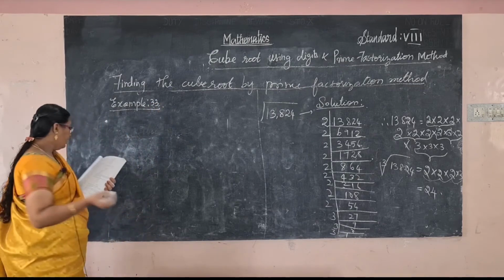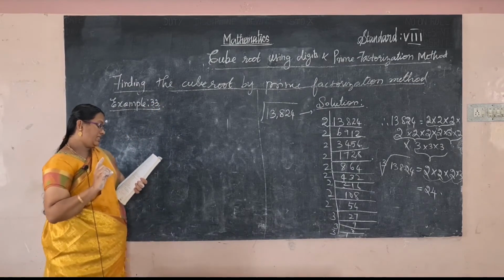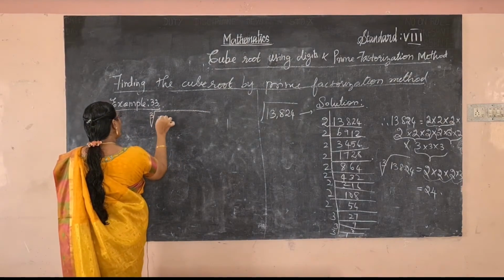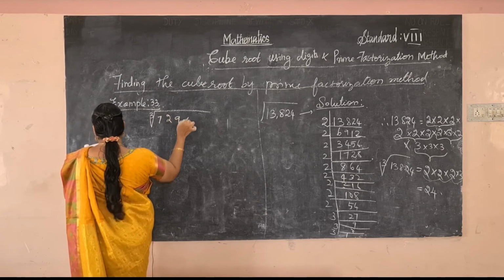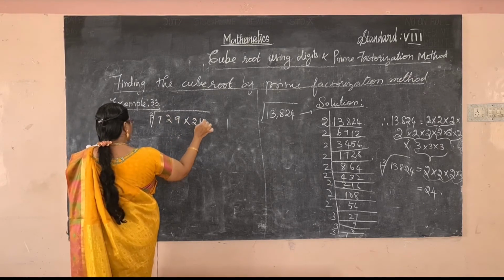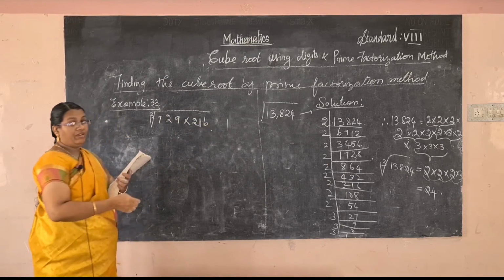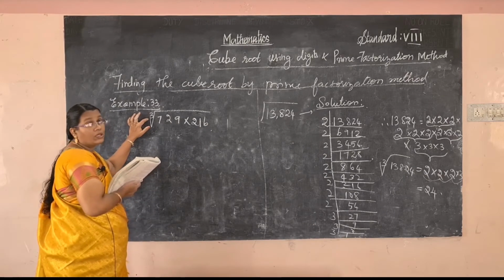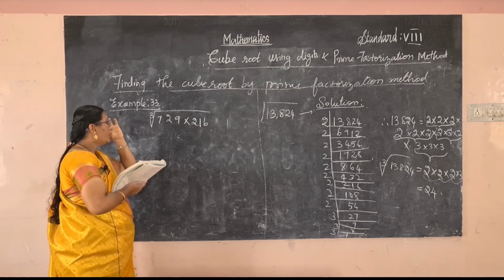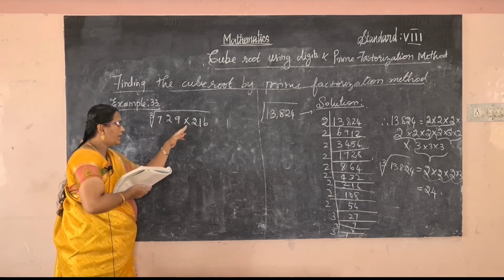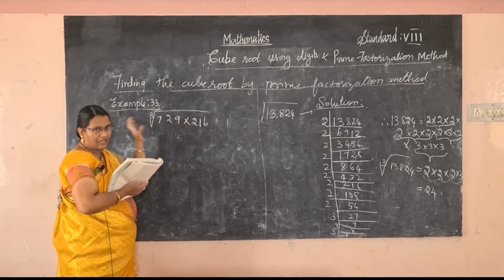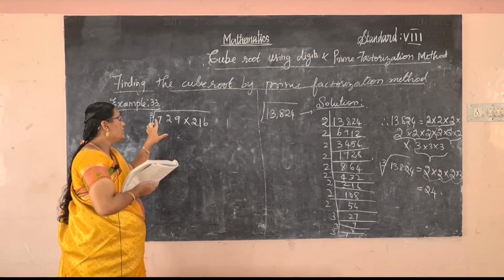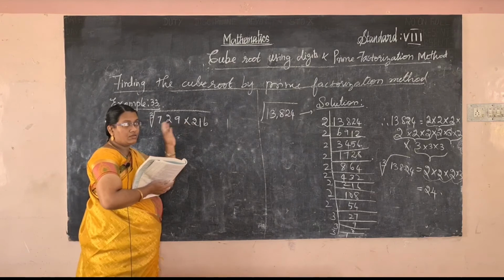Okay, find the cube root of 729 into 216. In your book it is given in words. Okay, I will use the symbols of cube root. In your book the cube root of 729 into 216 will be given in words. So the cube root of 729 you should understand in this place.